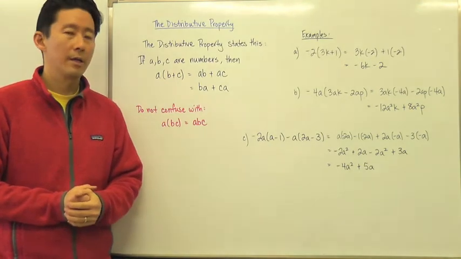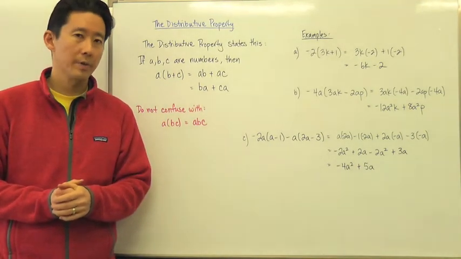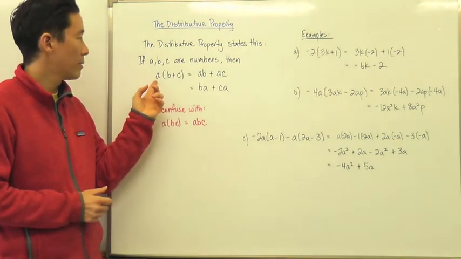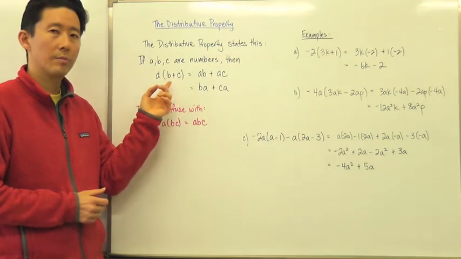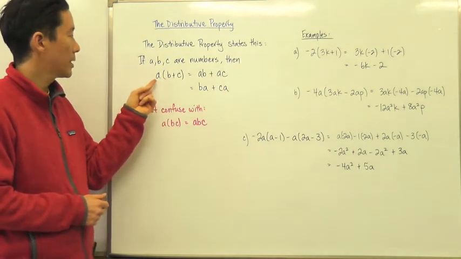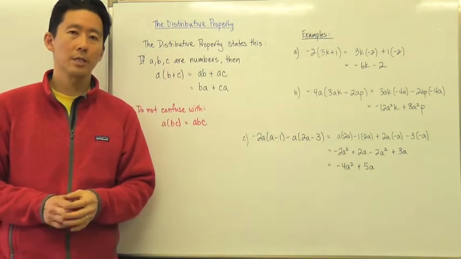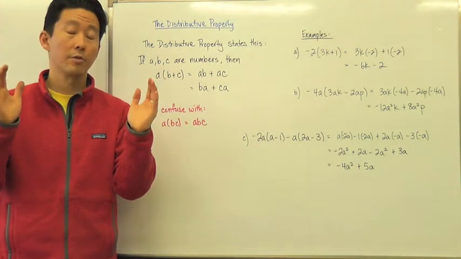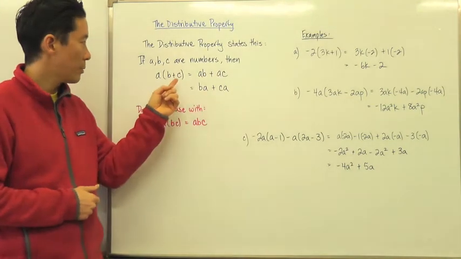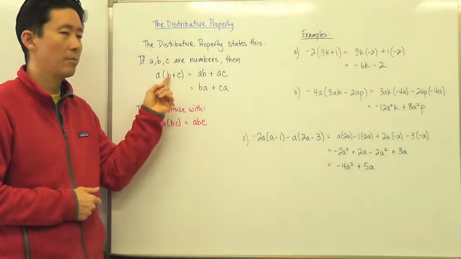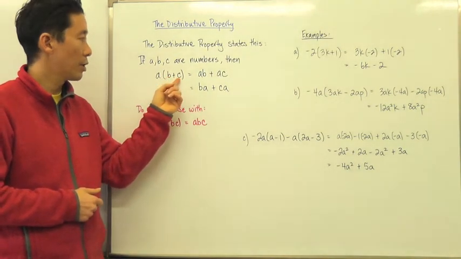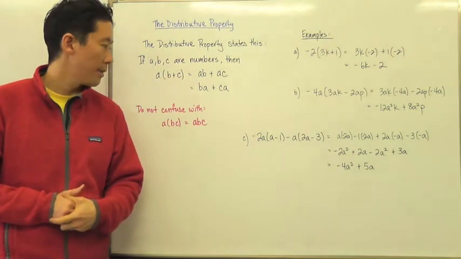Okay? Now, one thing that you should have noticed when I read that was how I used the term quantity. So it says A times the quantity B plus C. The term quantity refers to the parentheses or the grouping symbol that we're using to represent one particular quantity, which is made up of two terms being added together.